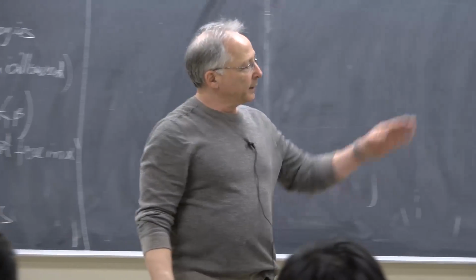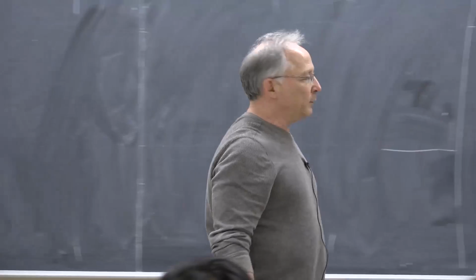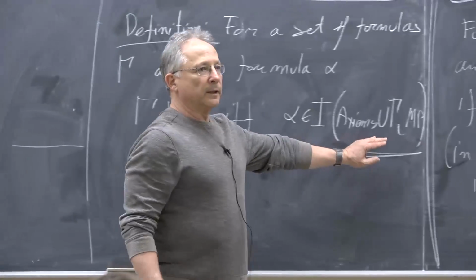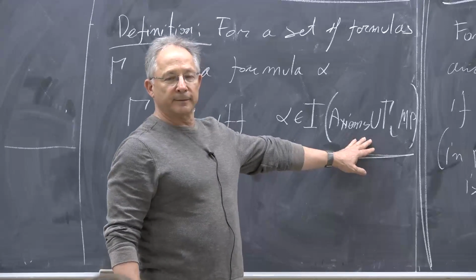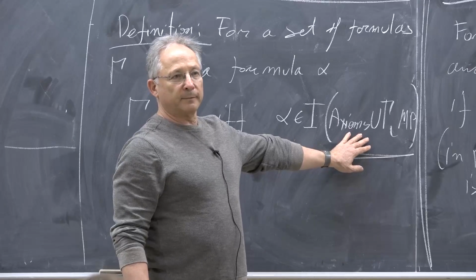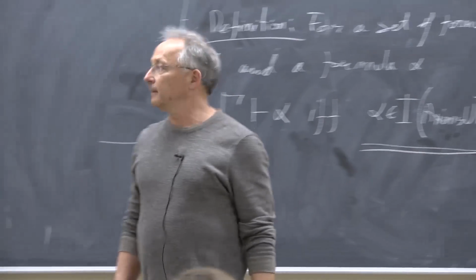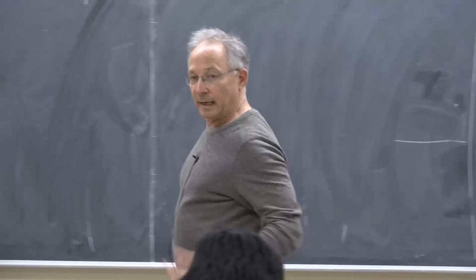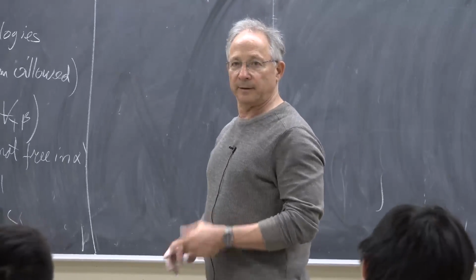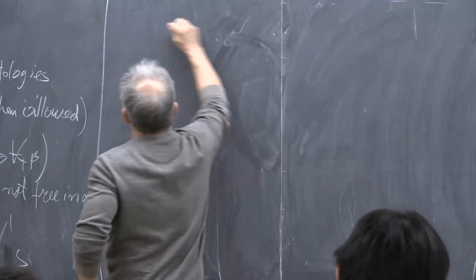Okay, so now we can get to the proof. So we want to do an induction on this structure. So what do we have to start with? Yes? The axioms, the elements of gamma. Right. The axioms and the elements of gamma. Okay, so induction basis.